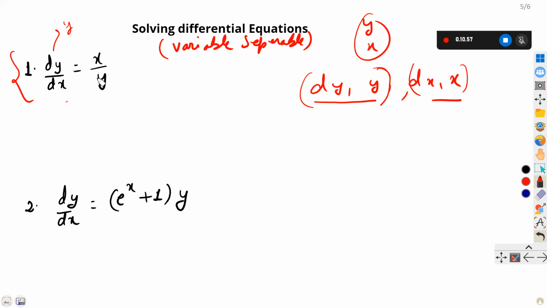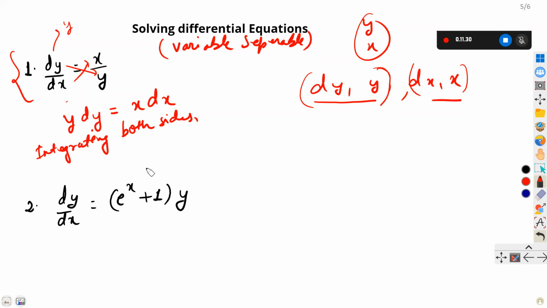So in the first part, if we cross multiply this equation, we'll get y times dy equals x times dx. Okay, so now we have separated the variables. We have y on one side of the equation and x on the other side. Next, we can integrate them. So let's integrate both sides. Integrating both sides, we get integral of y dy equals integral of x dx.